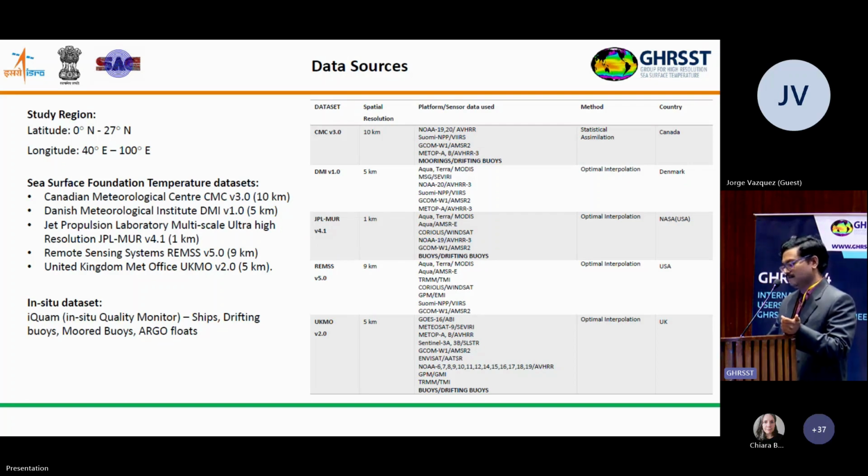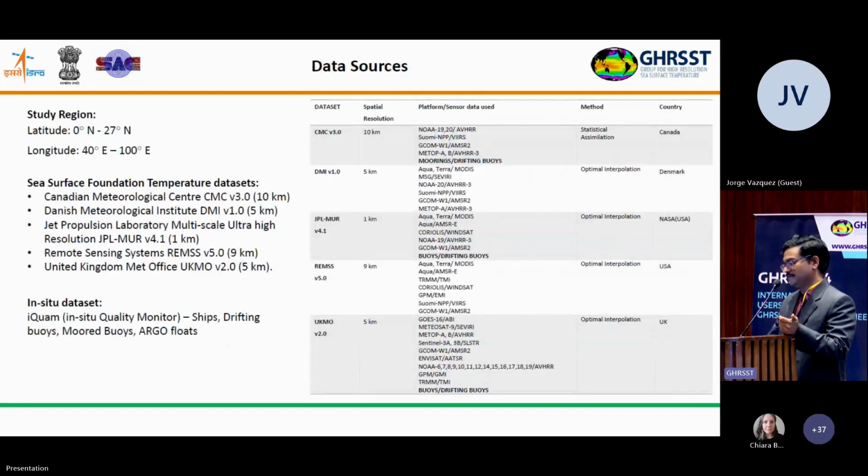And on the right side, we have put a table which briefly tells what kind of satellite data is used to bring the product. For example, the platform sensors used, we have mentioned here. And out of all this GHRSST data, UK Met Office is using a large number of data sets. More than 25 data sets are going into that, and the methods they used to produce this are also mentioned here. Mostly all the centers are using optimal interpolation as a method.